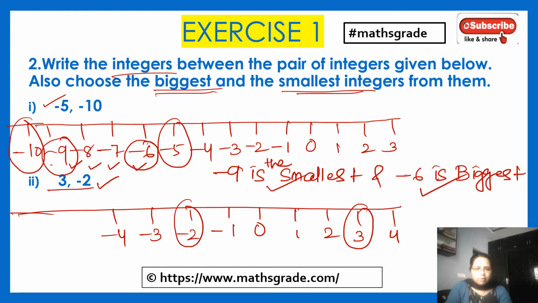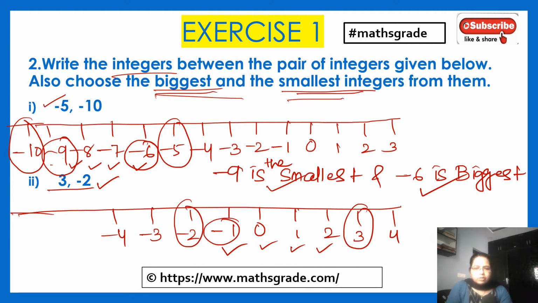So between -2 and 3, the integers are -1, 0, 1 and 2. These are the four integers between -2 and 3. So from these four integers, -1, 0, 1 and 2, we have to find the biggest and the smallest integer.